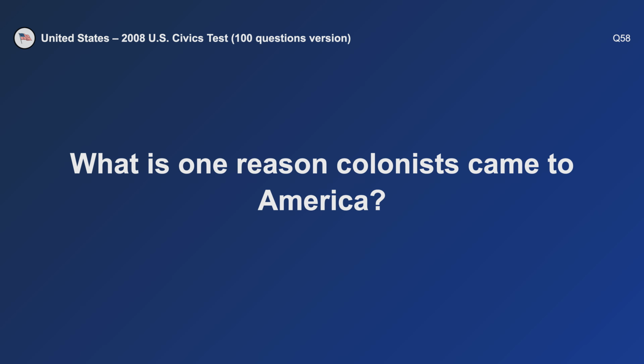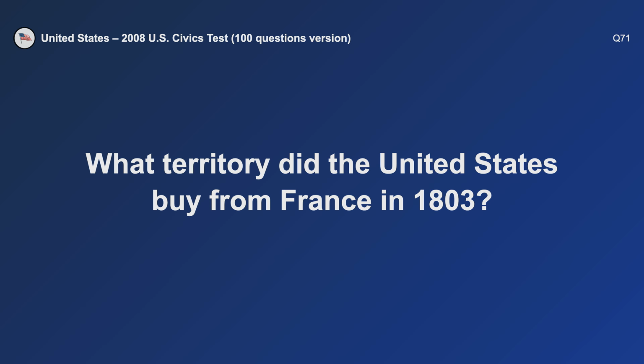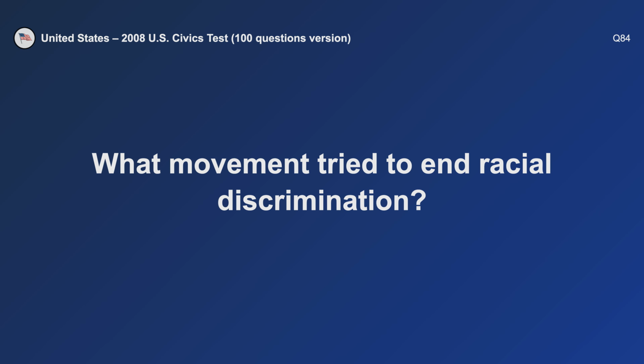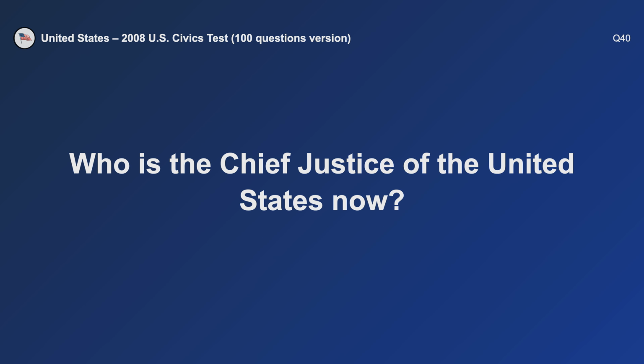What is one reason colonists came to America? Freedom. What territory did the United States buy from France in 1803? Louisiana. What movement tried to end racial discrimination? Civil rights. Who is the Chief Justice of the United States now?